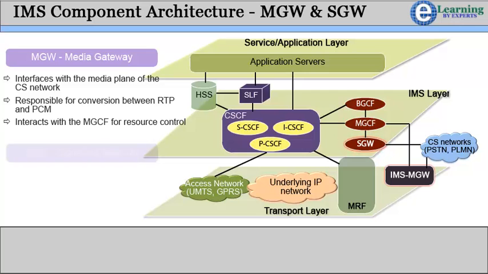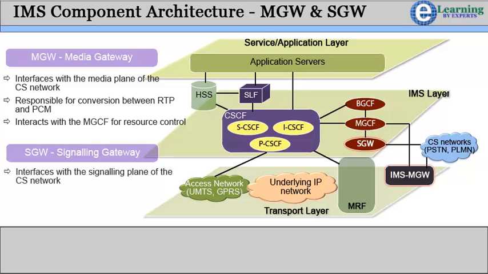A signaling gateway, SGW, interfaces with the signaling plane of the CS network. It transforms lower layer protocols, such as stream control transmission protocol, SCTP, an IP protocol, into message transfer part, MTP, and Signaling System 7, SS7, protocol, to pass ISDN user part, ISUP, from the MGCF to the CS network.